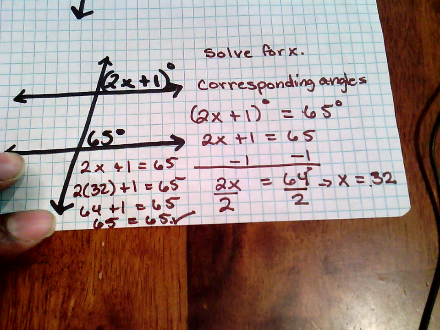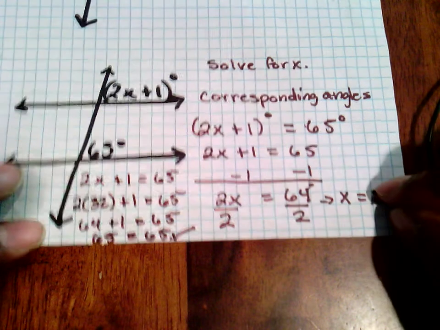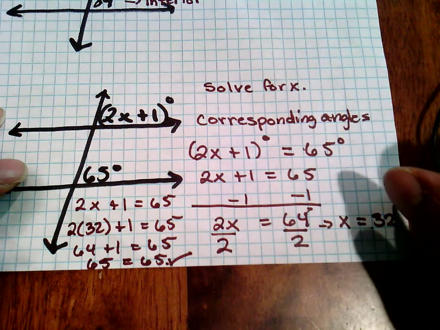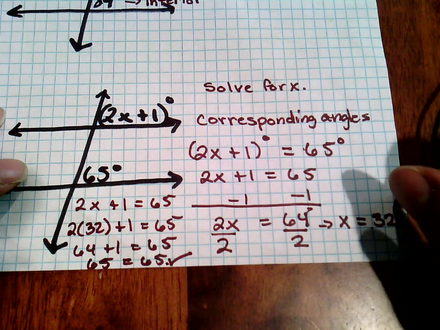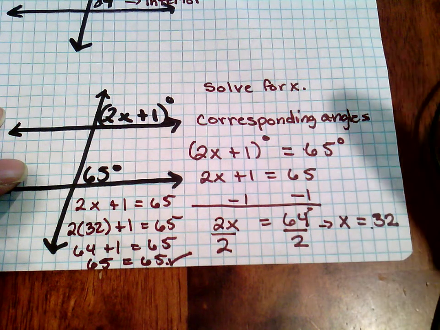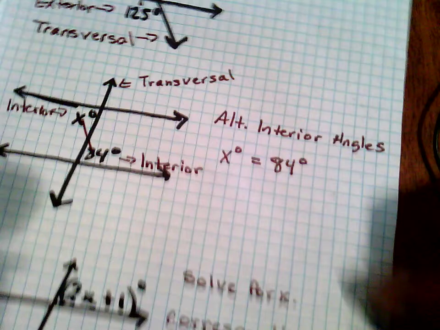And that's how we use angle relationships to solve problems involving transversals: first identify the relationship, and based on the relationship is how we proceed to solve the problem. All right.